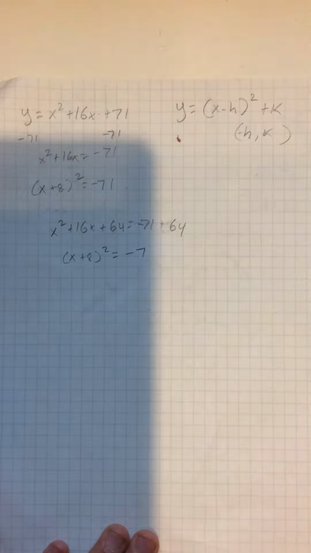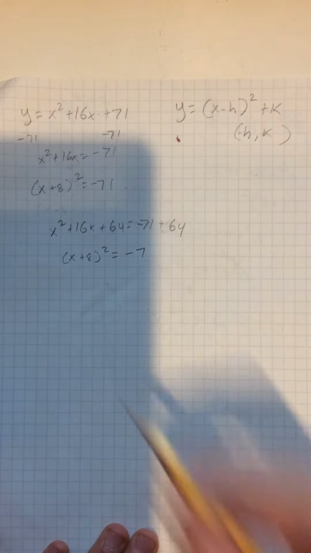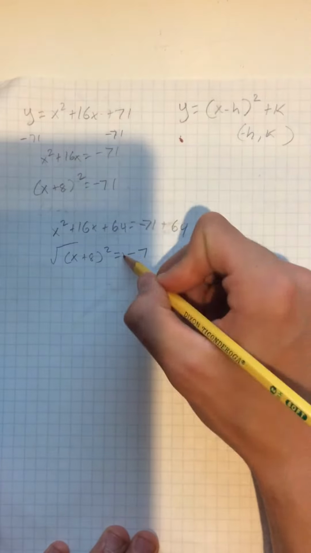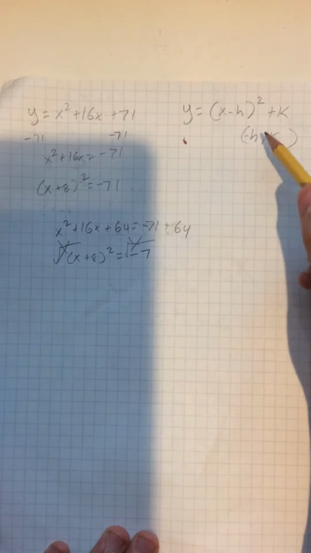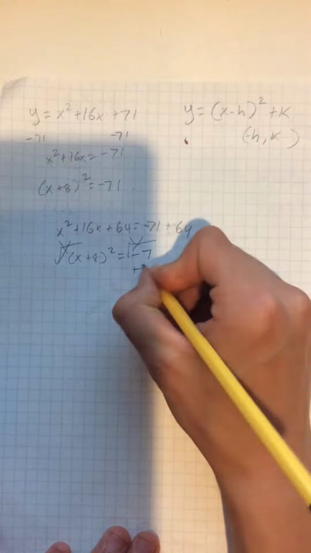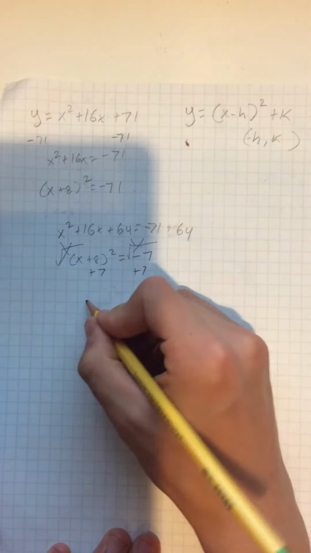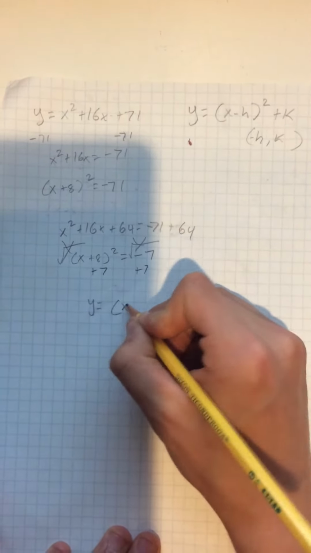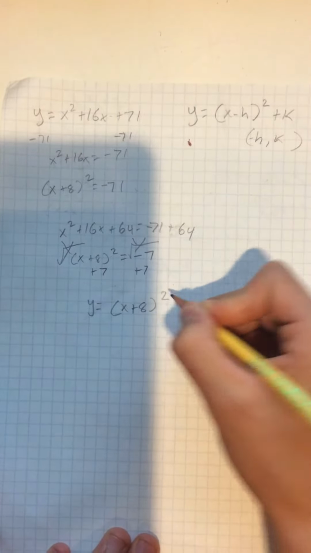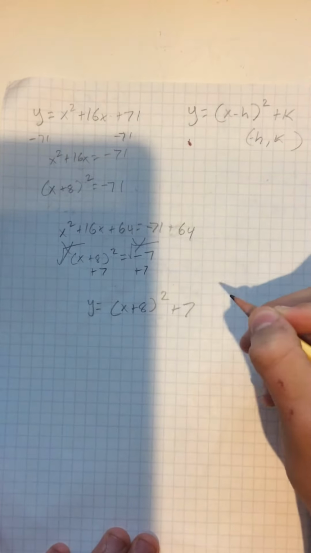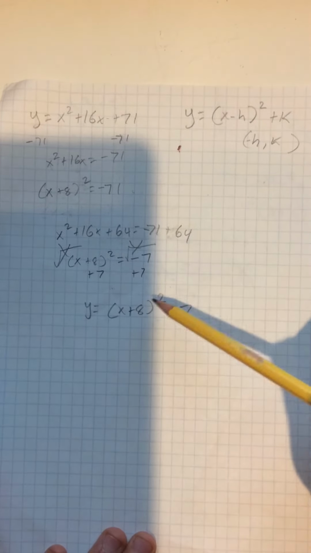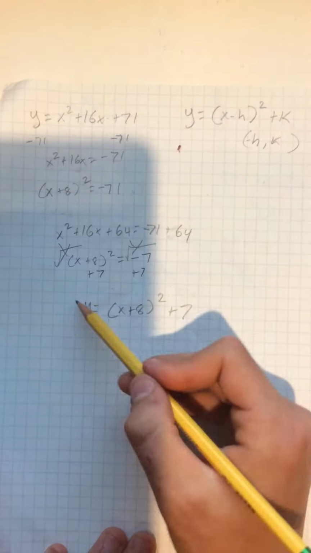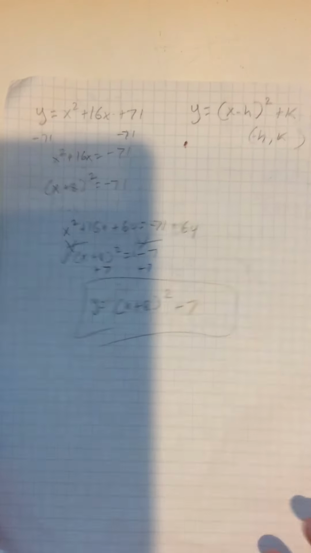And usually, when we solve by completing the square, we're going to square root both sides. But we're not going to do this here because we want it to look like this. So instead, we're just going to add 7 on both sides. And we get y equals (x plus 8) squared plus 7. And you see we have our y equals (x minus h) squared plus k. And that is putting it into vertex form.